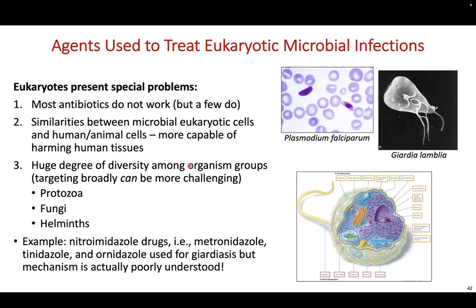So you have these microbes that can infect eukaryotic cells, and also human and animal cells. So they have a wide range of infection. And these classes include protozoa, fungi, and helminths. Examples of drugs responsible for getting rid of protozoa, fungi, or helminths include nitroimidazole drugs such as metronidazole, tinidazole, and ornidazole, which are used against these microbes.